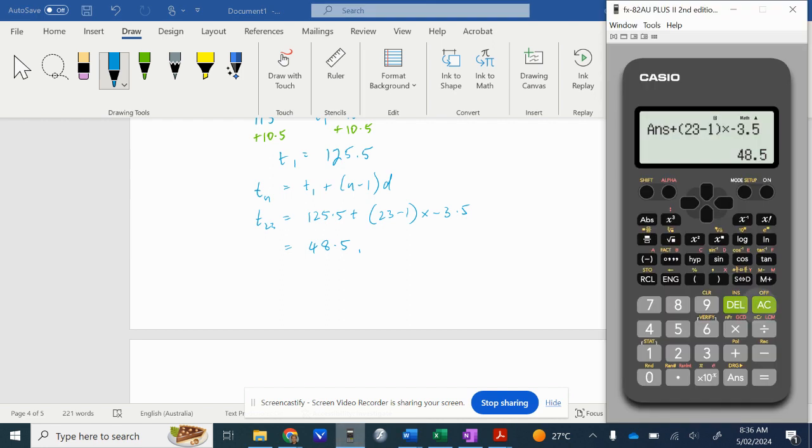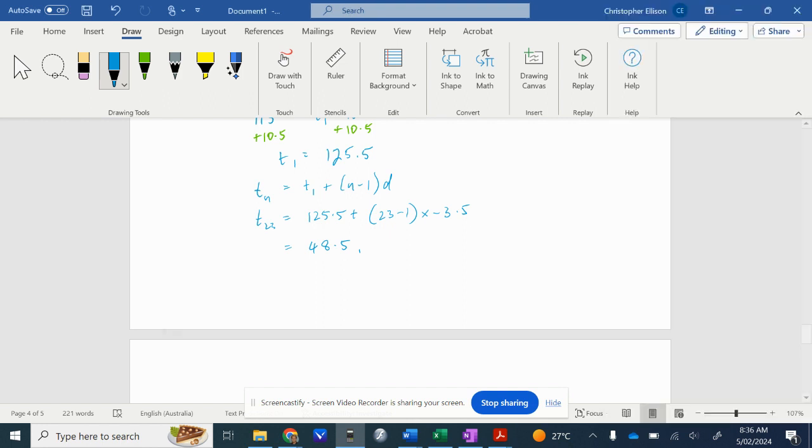And again, you can just double check. 125.5 minus 3.5, that's the second term, third, fourth, fifth, sixth, seventh, eighth, ninth, 10th, 11th, 12th, 13th, 14th, 15th, 16th, 17th, 18th. I've lost count. 18th, 19th, 20, 21, 22, 23.